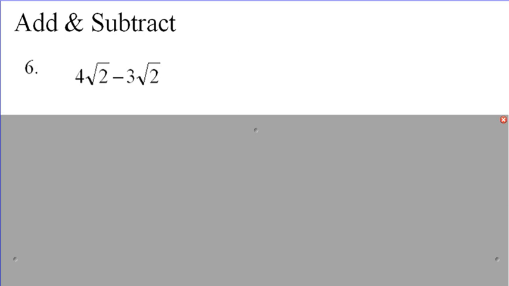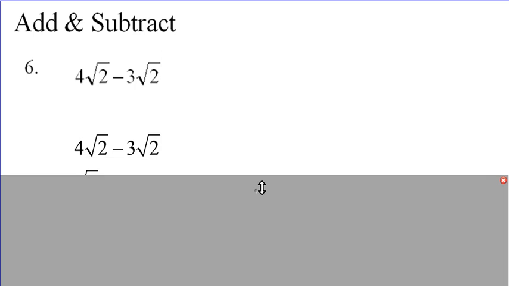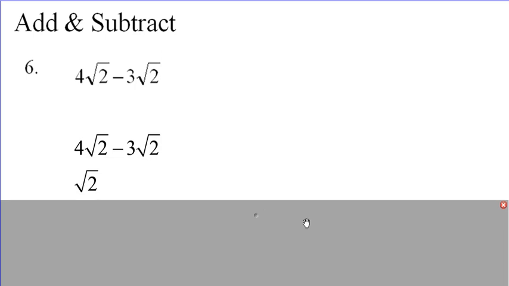For number 6, I have 4 square roots of 2 minus 3 square roots of 2. These are both square roots of 2, so they're like terms. 4 minus 3 would be 1, so I've got 1 square root of 2.